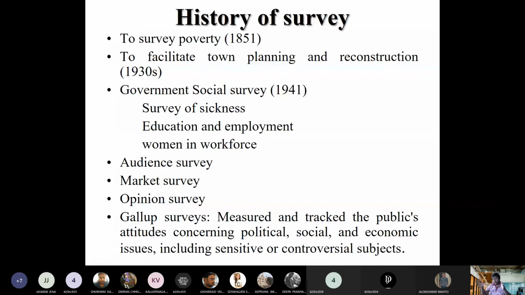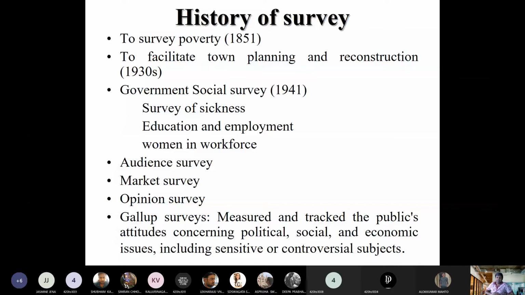Before going into details about the survey, let us have a look at the history of the survey. See, way back in 1851, the survey method came out. And what was it for? Throughout the country, throughout the world, to survey poverty. Because in the earlier stage, whenever we talked about a survey, it was nothing but a survey of poverty. Specifically in London it was started, and the major intention was a survey of poverty.